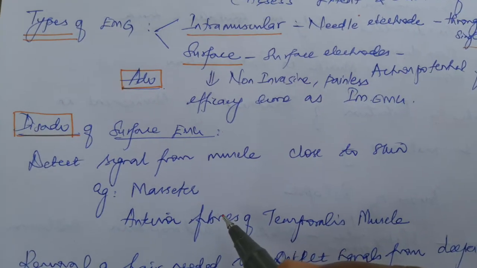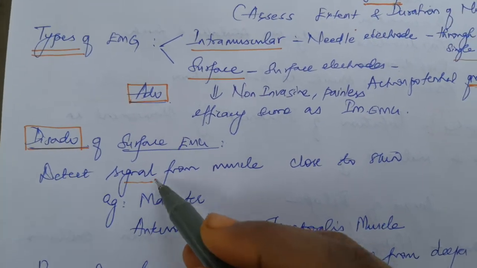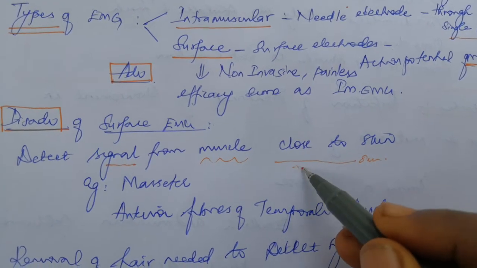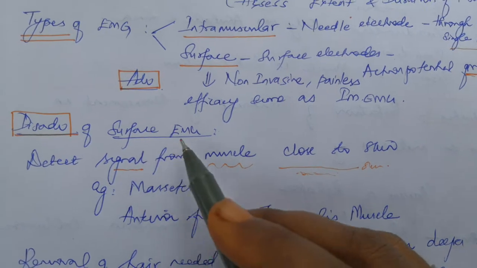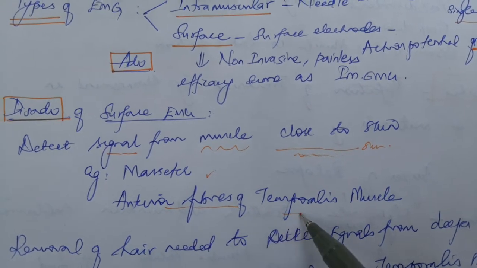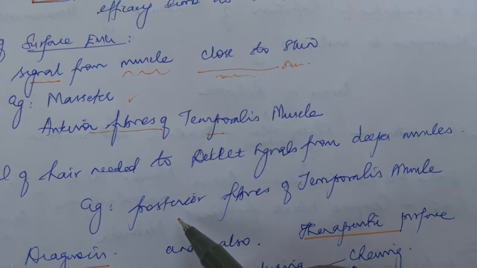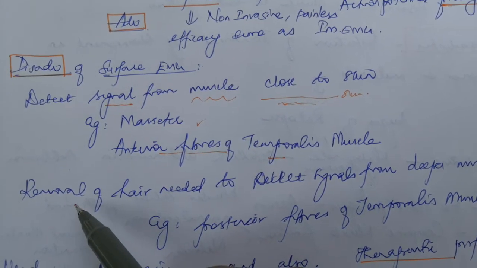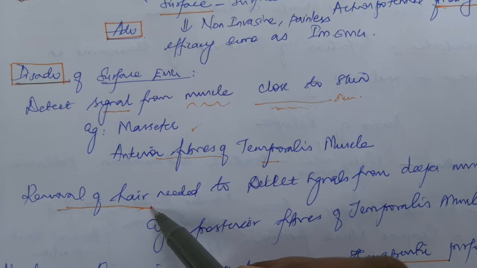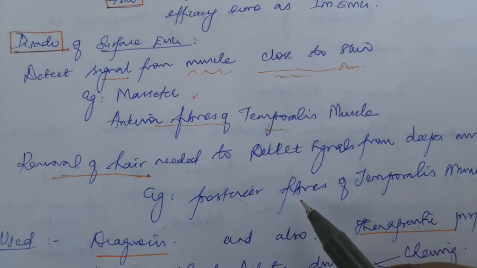What is the disadvantage of surface electromyography? It can only detect the electrical potential from a muscle which is close to the skin. Consider this as the skin. A muscle which is very close to the skin, surface electromyography is able to detect. For example, the masseter and anterior fibers of the temporalis muscle. But for deep muscles, for example the posterior fibers of the temporalis, if you want to detect with surface electromyography, removal of air in that particular area is needed, so that detection of electrical potential in the deeper muscle can be done.